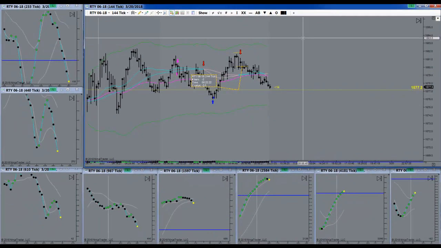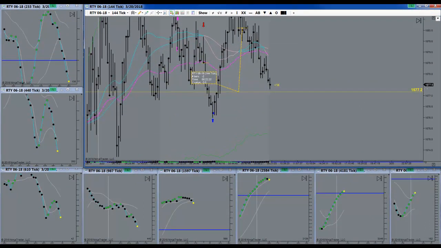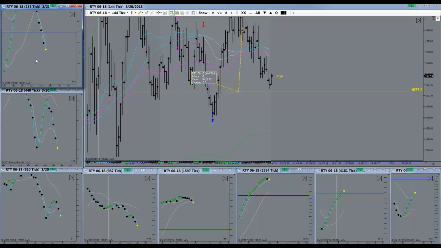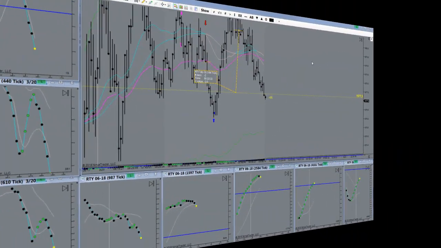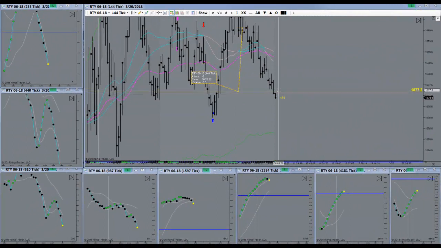And here we go. Target's being hit. Come on, you can do it. Looking at the BBs here. There's no reason it shouldn't hit target. And there we go. Bam, hit target.